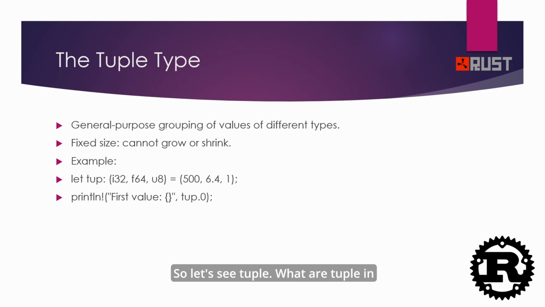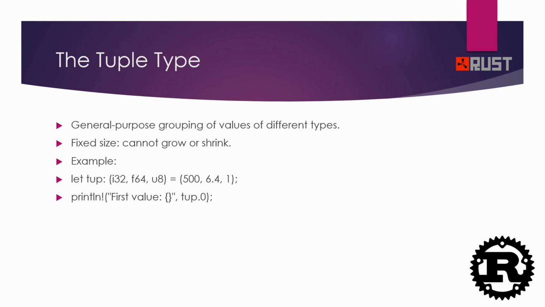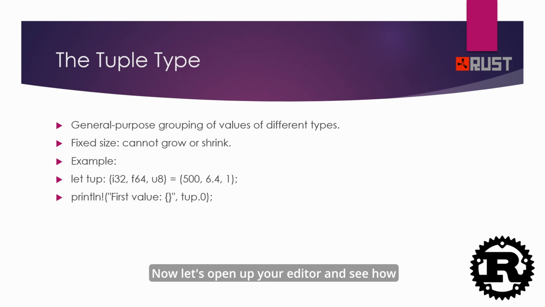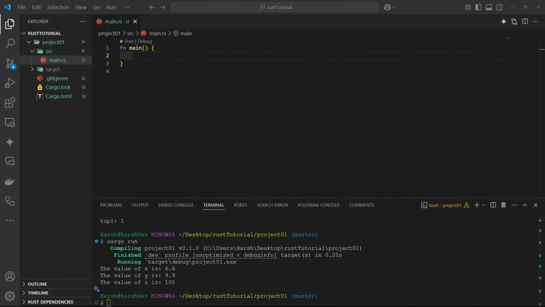What are tuples? In Rust, a tuple is a type that lets you group multiple values. Each value in a tuple can have a different type, and the order of values matters. Once created, the size of a tuple is fixed, meaning you can't add or remove elements. Now let's open up your editor and see how it works.